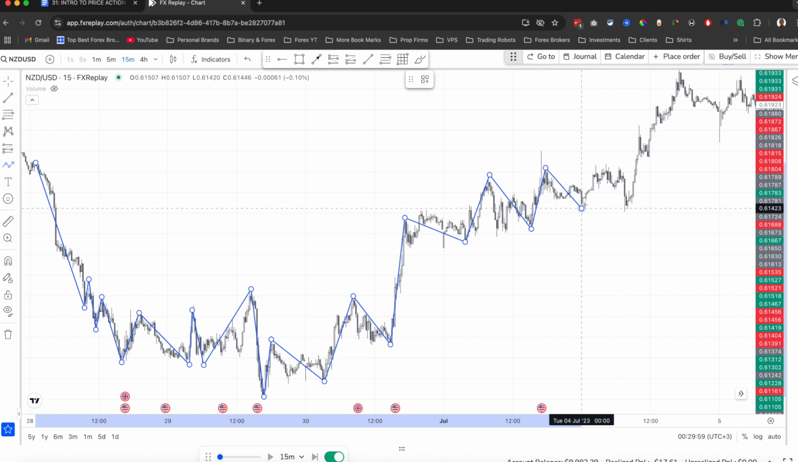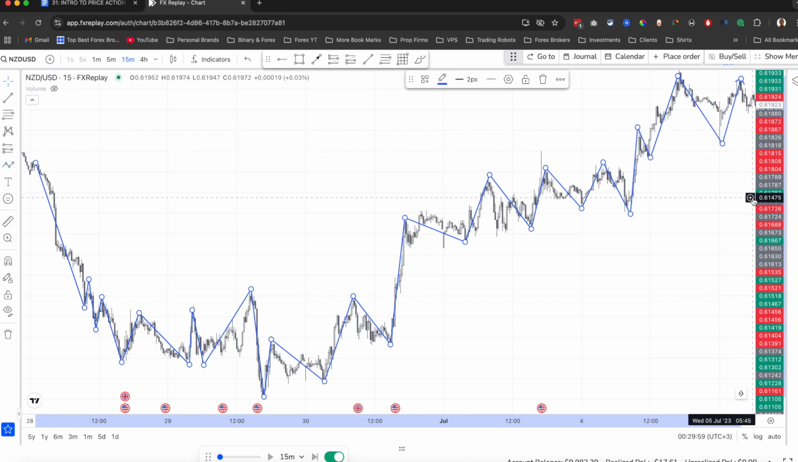We still have a strong low, but now we get a strong high, because this high here breaks this low to make it strong, and then this low breaks this high to make it a strong high, and so on and so forth. So that is our price action.